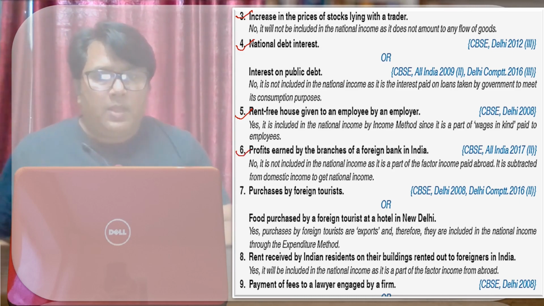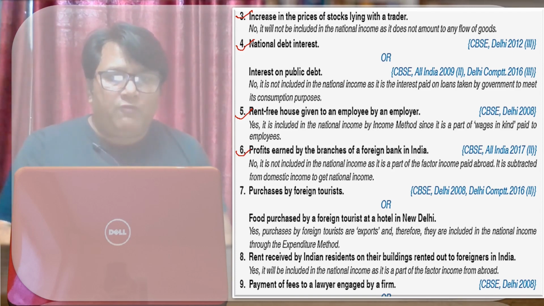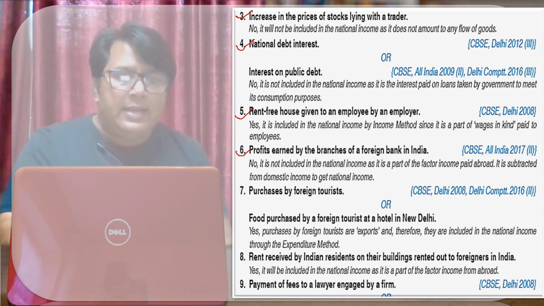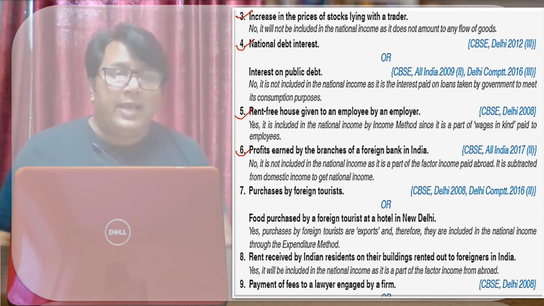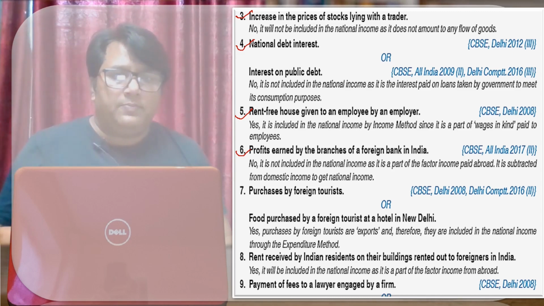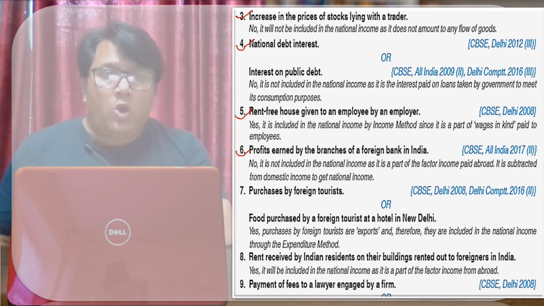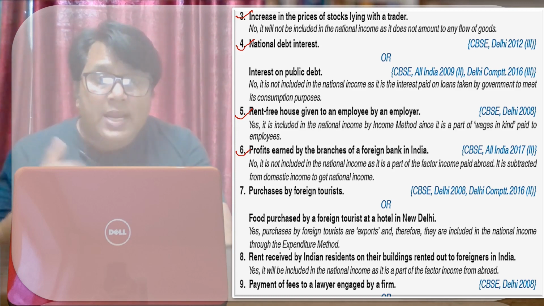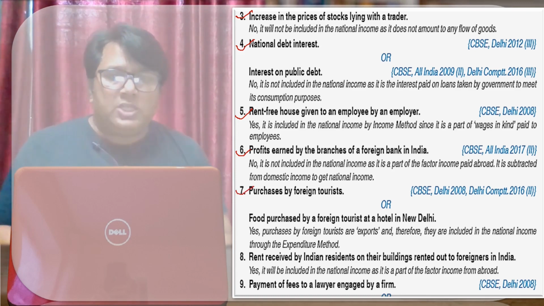Next is profit earned by a branch of a foreign bank in India. Always remember, profit earned by the branches of a foreign bank in India will not be considered. Why? Because if an Indian company is earning profit abroad, it should be considered. But this should not be considered in the national income. Why should it not be considered? Because it is factor income paid to abroad. Clear?